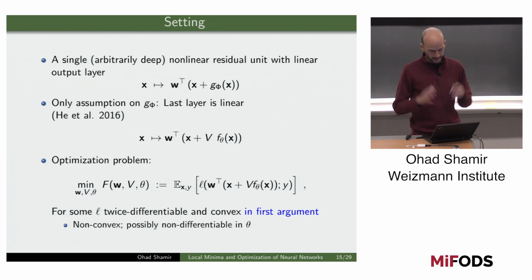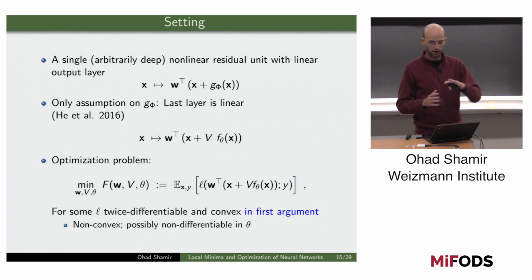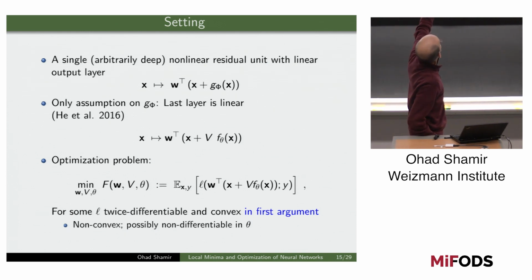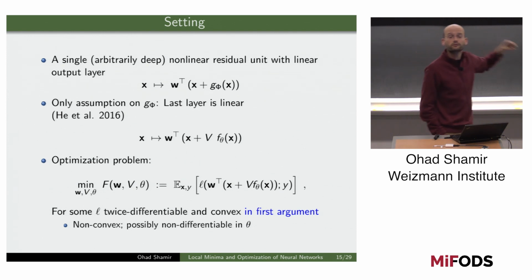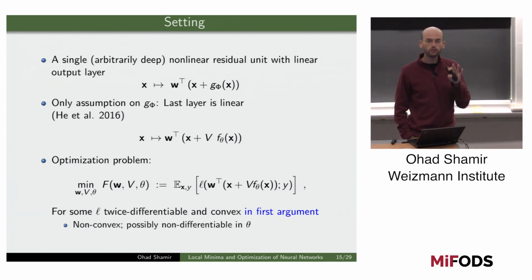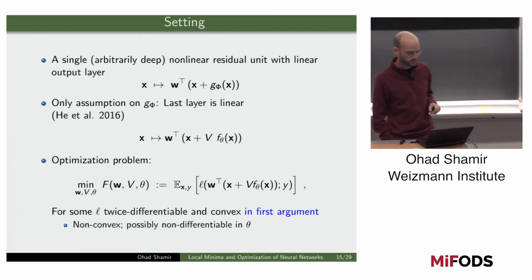So this is the motivating question, and the kind of residual network that we're going to study is the following. It's going to be a single nonlinear residual unit, which could be arbitrarily deep. So x maps to W transpose times the residual unit. W is just a linear output layer. And this G can be pretty much arbitrary. It could be a 100-layer convolutional network, for example. The only assumption that we're going to make on it is that its last layer is linear, which is a reasonable assumption. It's actually recommended in the literature.